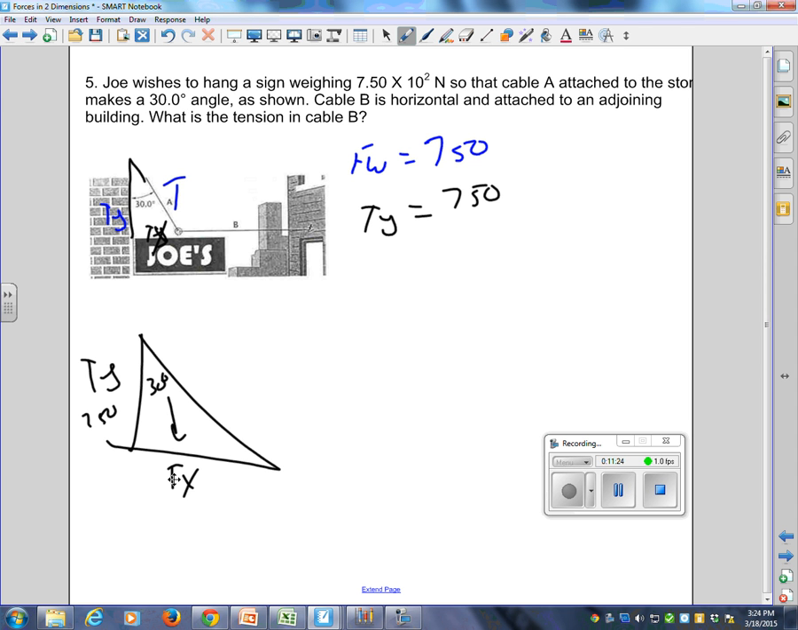Opposite, adjacent. So we're going to use tan. Tan 30 is equal to opposite, Tx, over adjacent, Ty. Oh, my Ty is 750. So Tx is 750, whoops, tan 30. Is that divided? No, that's tan. I wrote tan. It's 750 times the tan of 30. Yeah, multiply. 433. Does that seem reasonable to you?